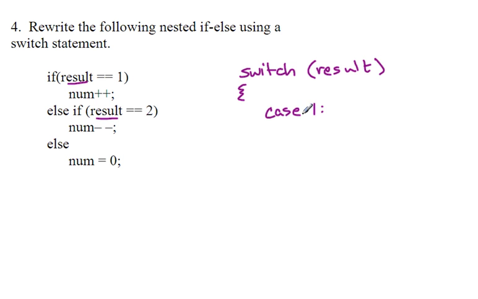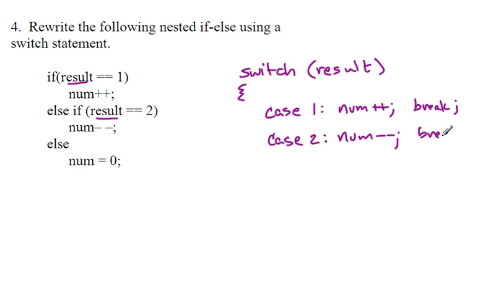So if my case is 1, what I do is num++. And I also break out of it. I don't do all the other steps. If my case is 2, in other words, if result equals 2, then I do num--, and then I break out. And any other case is my default case. That's my else statement. And in that case, num equals 0. And again, I can put in a break statement, though this break statement is technically not necessary. All right, that's it.